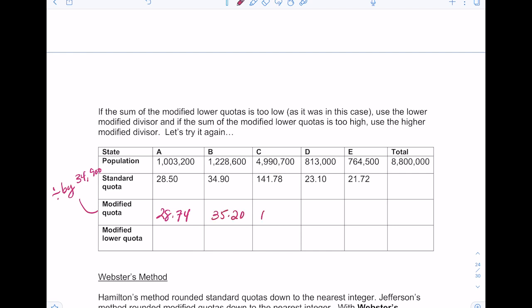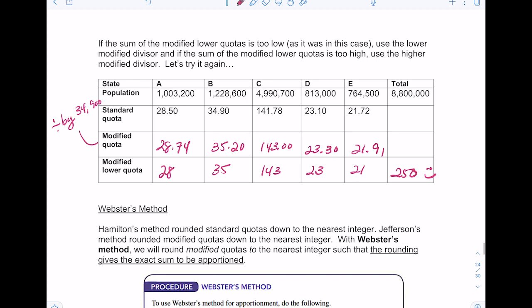By the way, feel free to pause the video and try getting these values on your own. And then you can just check with me. Okay, and now we're going to do the same thing. We're going to round down to the lowest integer. And now if we add all those values, we get 250, which is the exact number of seats that we needed.